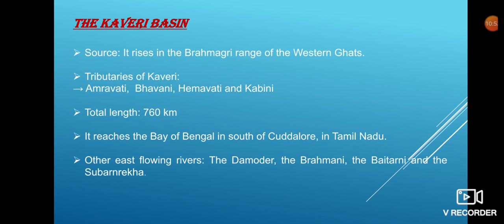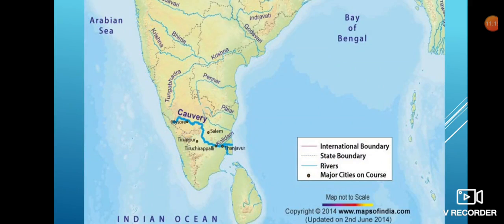Besides these rivers, there are some other smaller rivers flowing towards the east. The Damodar, the Brahmani, the Baitarani, and the Subarnarekha are some of the notable rivers which flow towards the Bay of Bengal. Here is the movement of river Kaveri, and it makes the delta in Tamil Nadu.